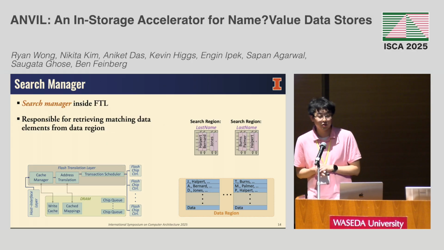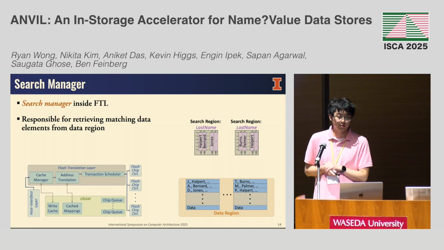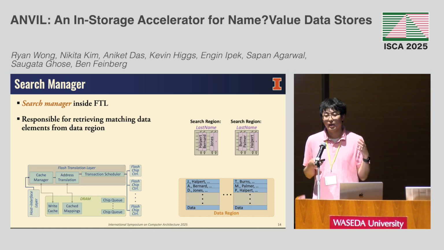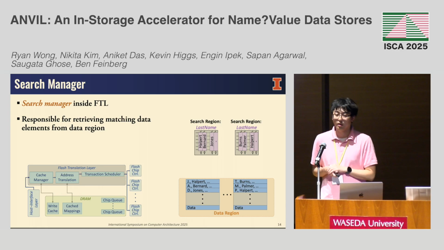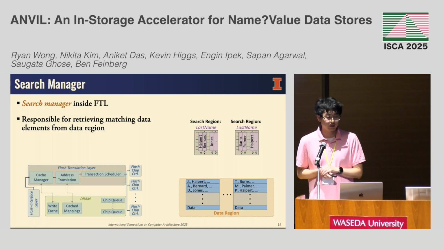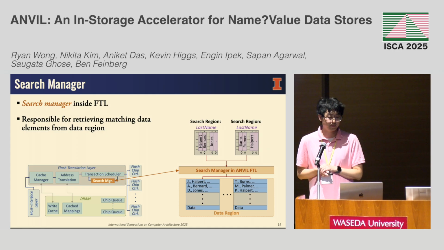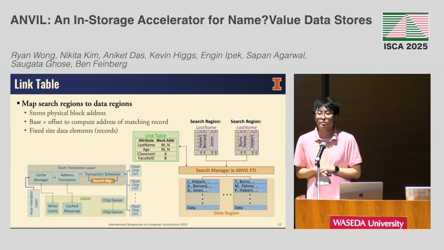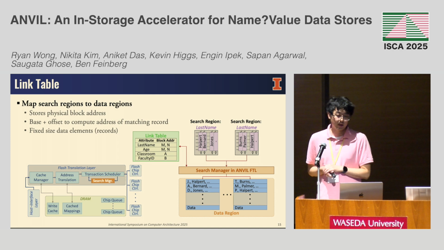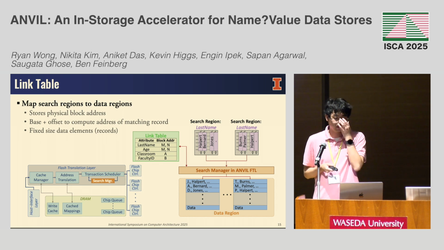Then we add in our search manager inside the FTL, which is responsible for issuing the search and read commands needed to execute the full workload. And this resides, as I mentioned, in the FTL. And then we introduce a link table, which stores the mapping. In the link table, we store the physical blocks as well as the physical block addresses as they correspond to the attributes.